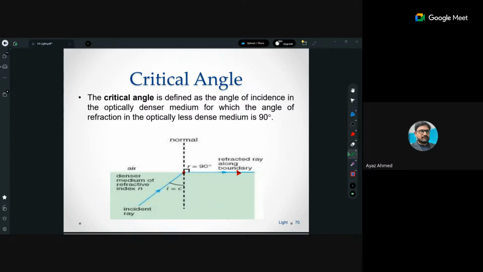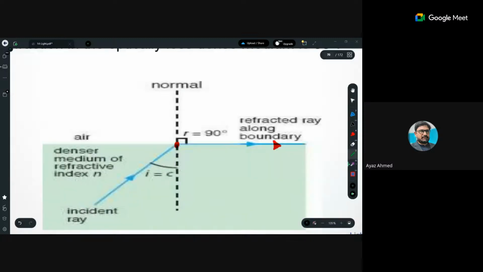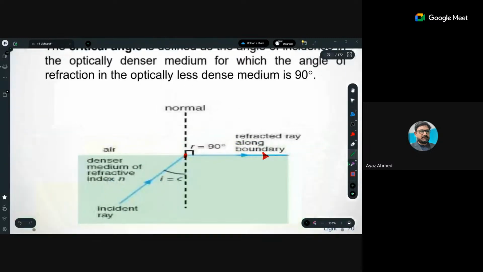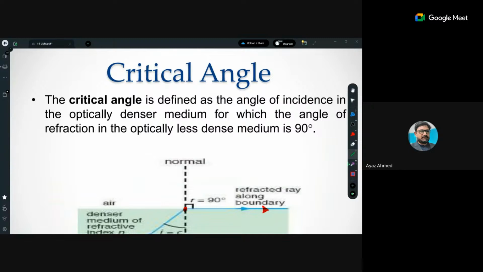Critical angle is that angle at which the refracted light ray becomes parallel to the surface, or the angle of refraction becomes 90 degrees. Critical means you cannot decide whether the light is moving out of the surface or trying to get into it. That angle of incidence for which the angle of refraction is 90 degrees is called the critical angle in the denser medium. Please recall it. This is a recall question.